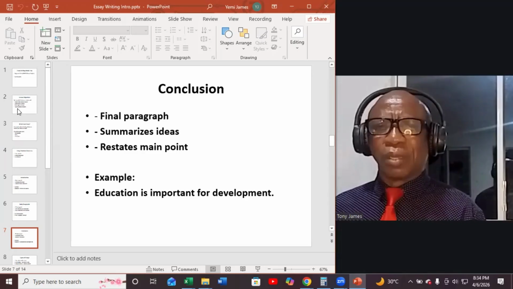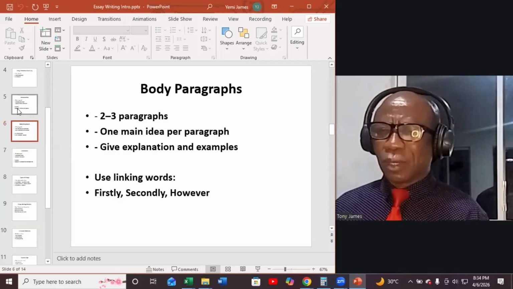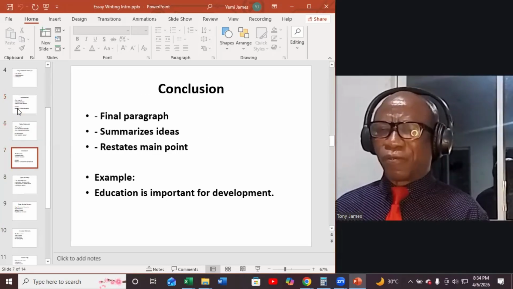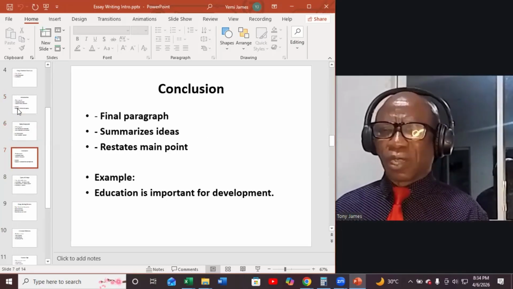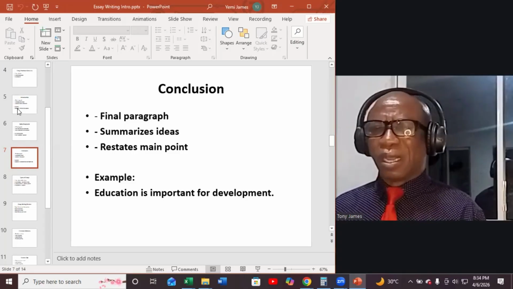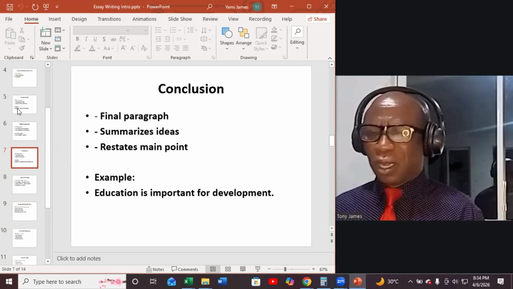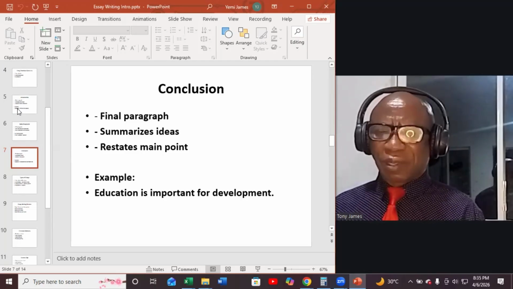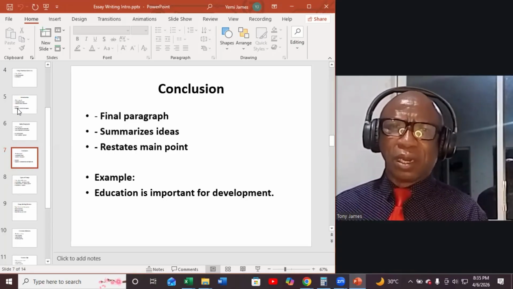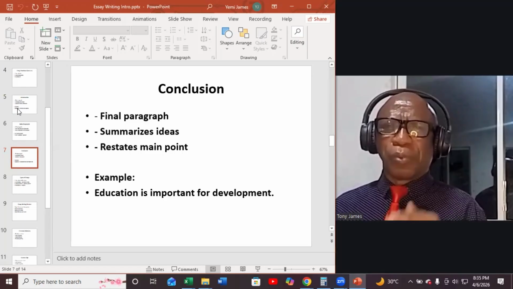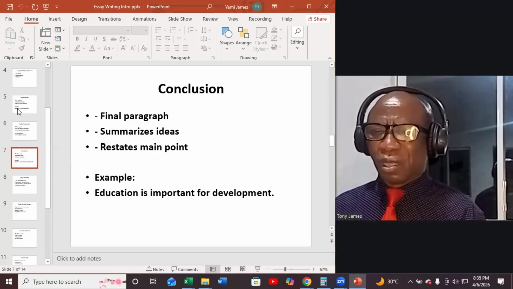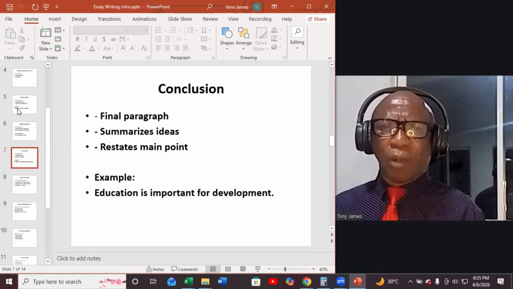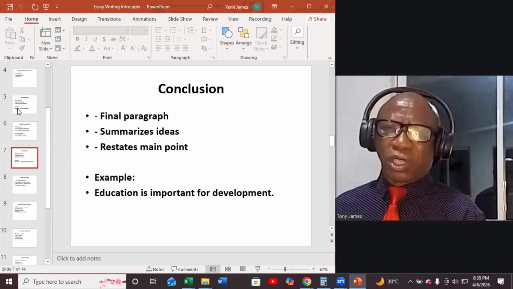Look at the example. We said in the first paragraph that education is the key to success. Now, when you are rounding up in the final paragraph, you are going to conclude by saying education is important for development. You agree with me that where there is success, there is development. In a nation, if there is success in the programs of the government, there will be development. In the life of a person, if the person has success in his activity, what will follow is development. So this summary is pointing to the fact that education is the key to success. Education will help people to succeed, and when people succeed, they will be developed. So it's logical.